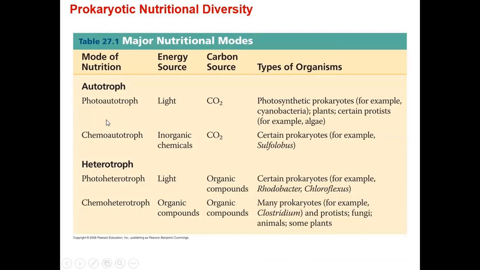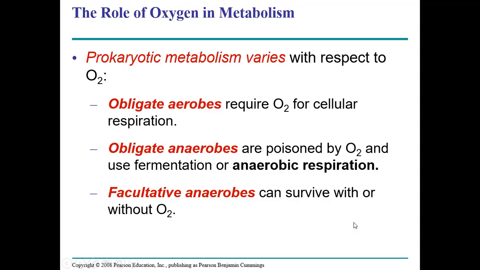Looking at nutritional diversity, photoautotrophs have light as their energy source and carbon dioxide as their carbon source. The organisms are cyanobacteria and algae, and even our plants come under this category. Chemoautotrophs, such as Sulfolobus, use inorganic chemicals as their energy source, and their carbon source is carbon dioxide. Photoheterotrophs use light energy, for example Chloroflexus and Rhodobacter. Chemoheterotrophs use organic compounds as their energy source and carbon source. Examples are Clostridium, protists, and fungi. Learn this table by heart.